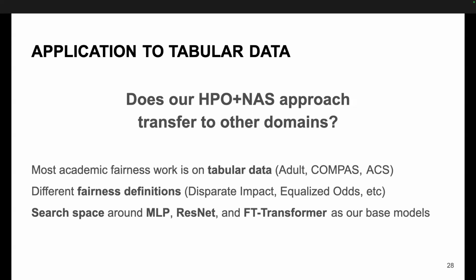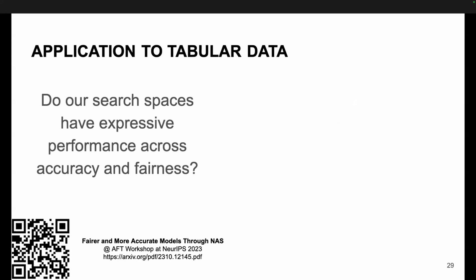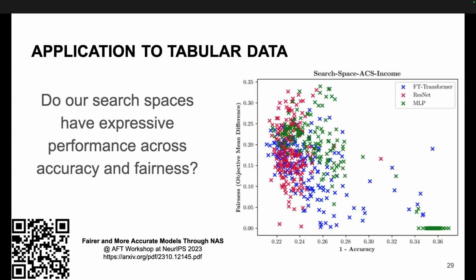And so the first question that we had to ask was whether the search spaces had some sort of expressive capability of looking at a bunch of different accuracy and fairness performances. And here what we're plotting is on this one fairness metric, like the mean difference between these groups. For each one of these search spaces, which is a different color, we're seeing a pretty broad range of different fairness performances and also accuracies.